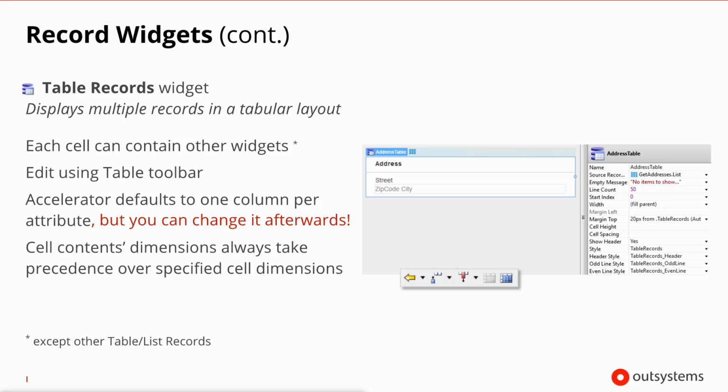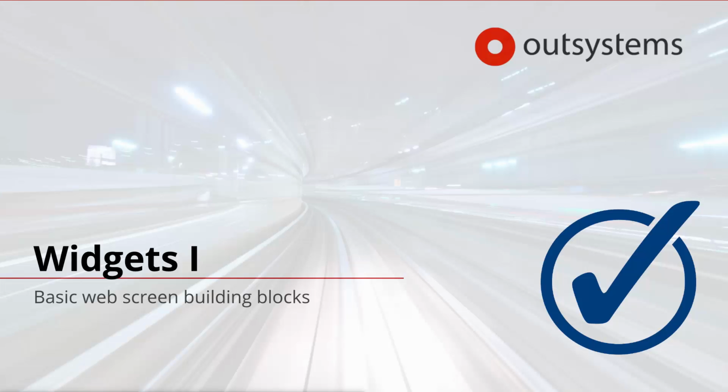Please note again, since the table records is based on top of an HTML table, the cell contents dimensions will stretch to hold whatever contents are inside. And that's basically it for the first batch of OutSystems widgets.